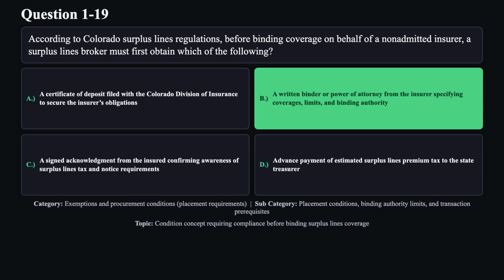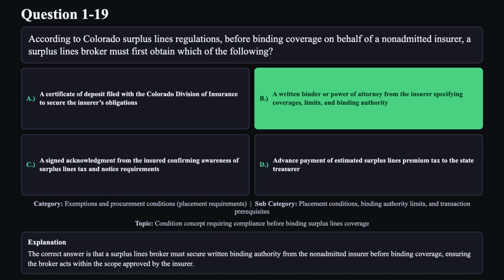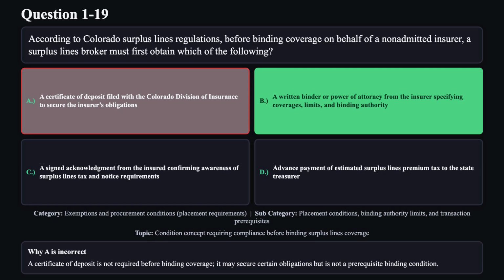The correct answer is B. The correct answer is that a surplus lines broker must secure written binding authority from the non-admitted insurer before binding coverage, ensuring the broker acts within the scope approved by the insurer. Reason A is not correct. A certificate of deposit is not required before binding coverage. It may secure certain obligations, but is not a prerequisite binding condition.